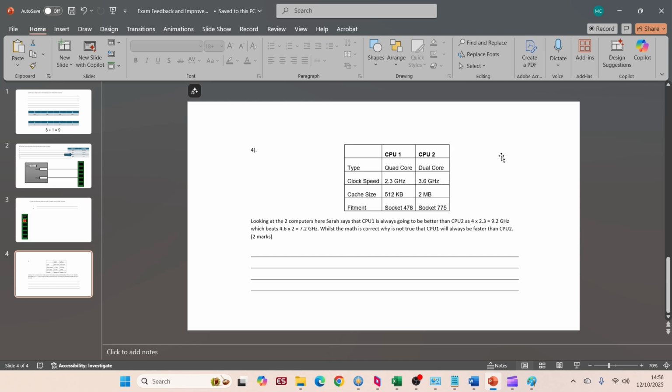But basically, the quad core would only be more useful if we're either running a large number of programs, that obviously each program can then be put on a different core, or if we're running a program that has the ability to make use of multiple cores, which is not all programs.